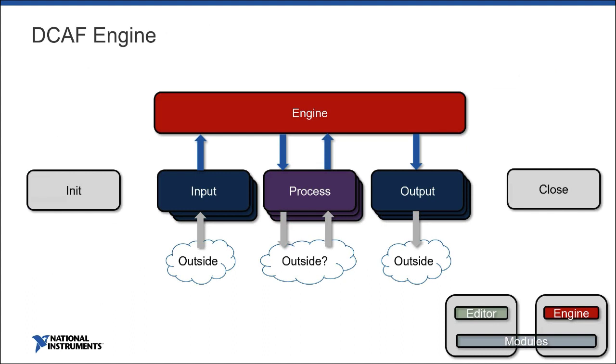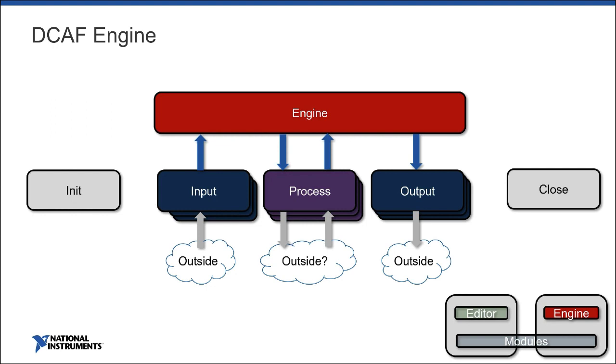Now, what it has is basically a big engine. Modules have inputs that receive information from the outside and pass information to the engine. Then we have processes that get information from the engine, do something to it, for example scaling or alarming, and put the information back into the engine. Then we have the output, which puts it out. That's basically how a DCAF application works.